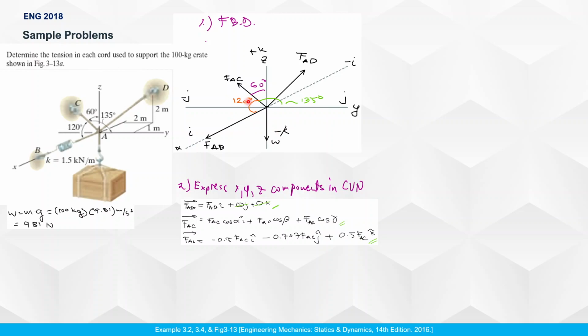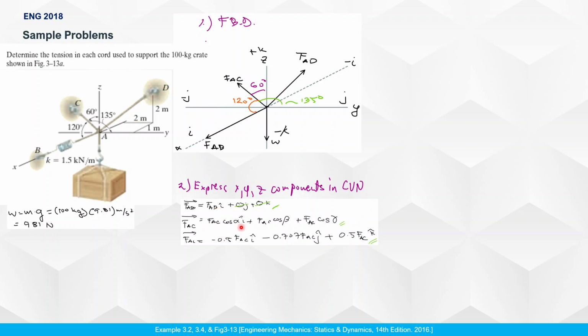So if you want, you can do it by parts. This is for force AC, these are the components. This is for force AD, these are the components. And this is for force AB. So you reflect them as such. For force AB, there's no Y component, there's no Z component, so only the X component. So FAB i. For force AC, remember the CVN when using the coordinate direction angle.